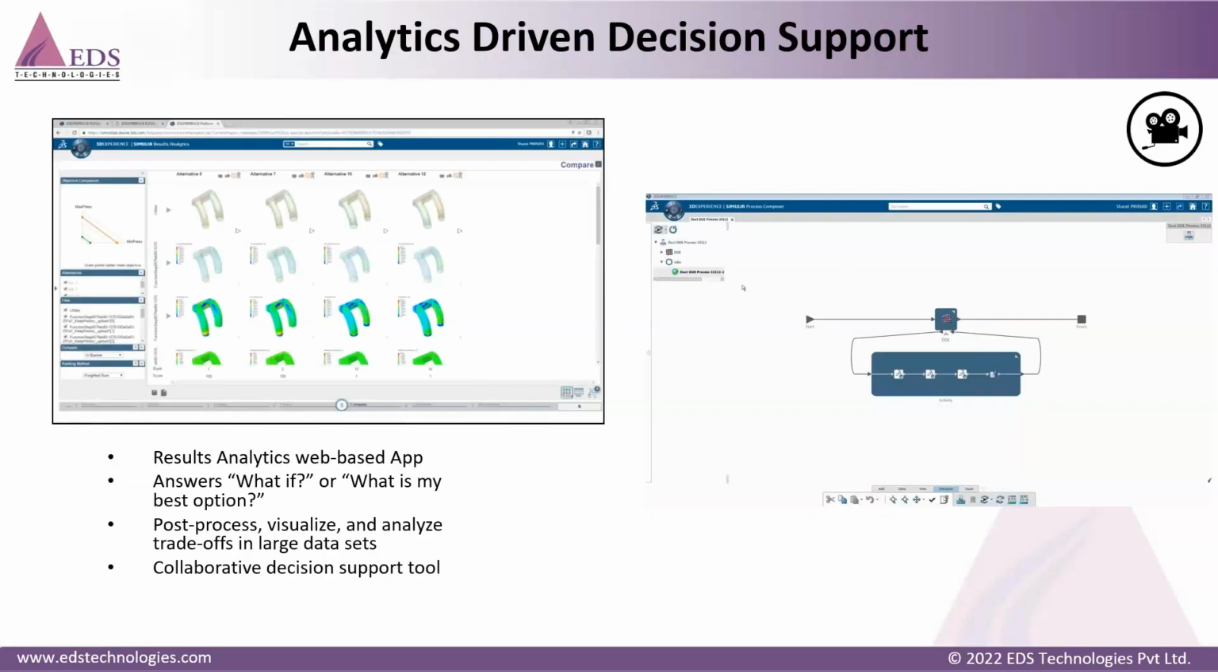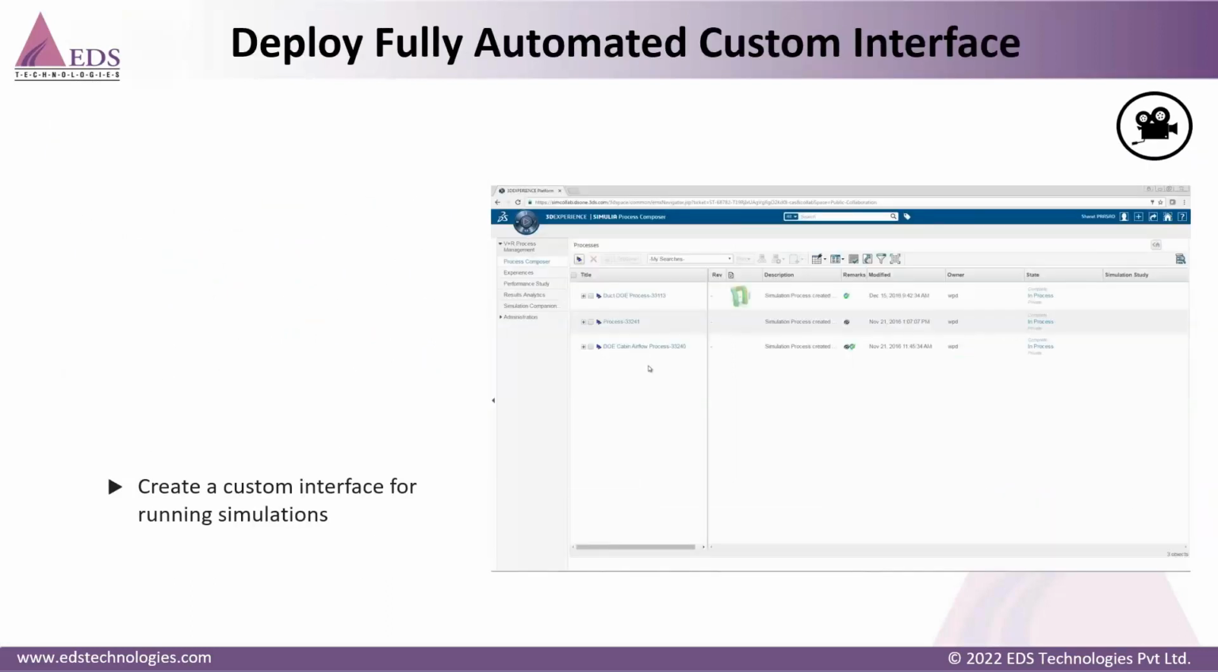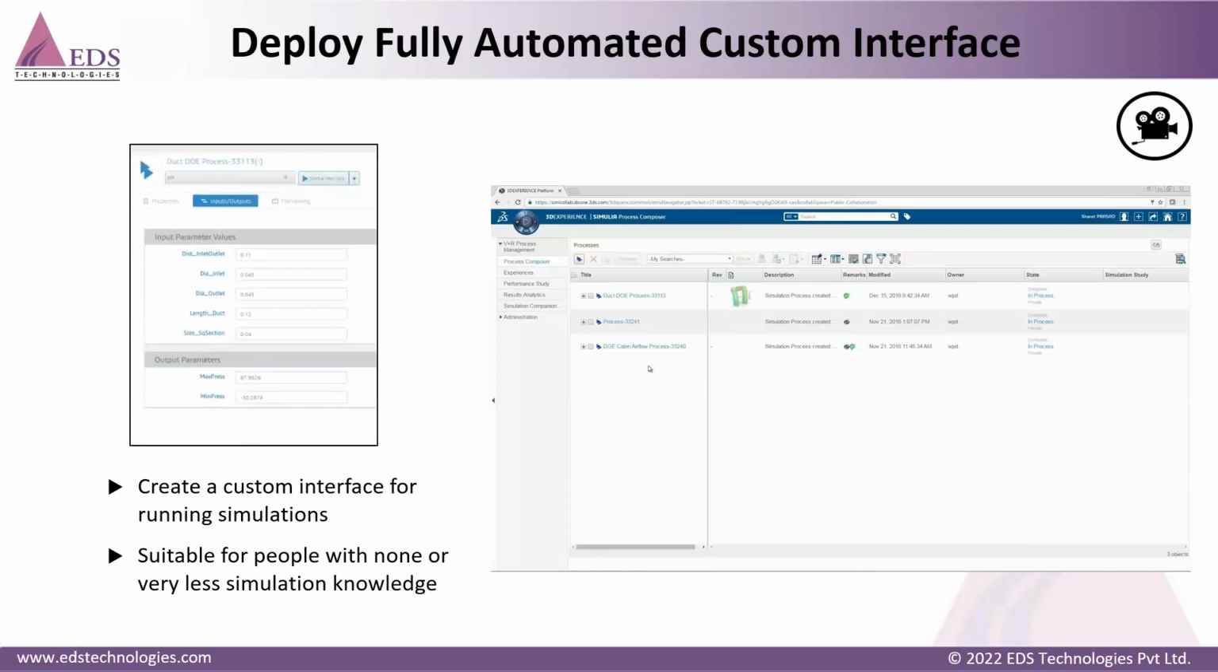Result Analytics web app is another web app which will show us how to explore the results from the design of experiments. We can answer the most common questions like what if or what is my best option, and we can post-process, visualize, and analyze trade-offs in a large data set. Not only that, the simulation process can also be deployed as a simulation experience with a simple to use interface in a web browser.